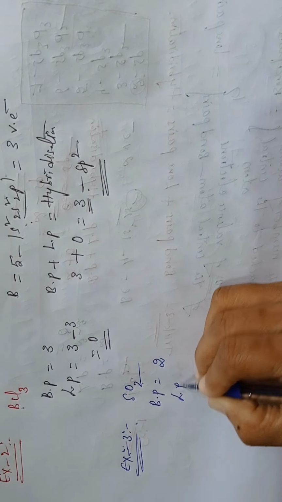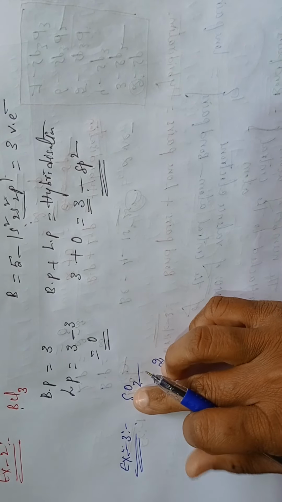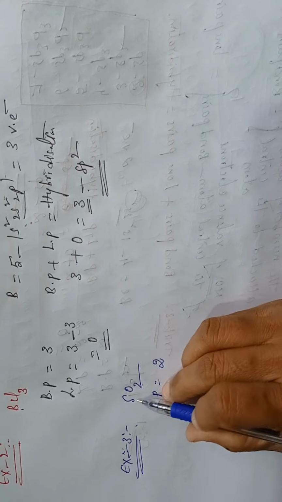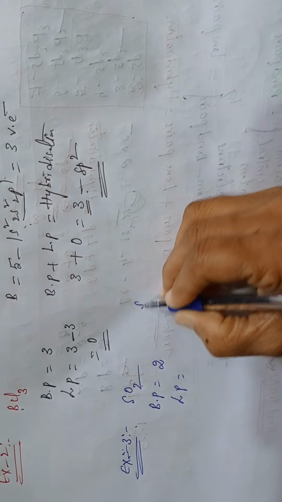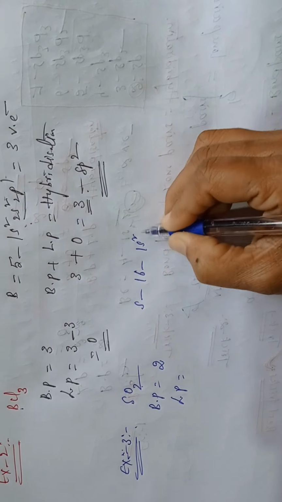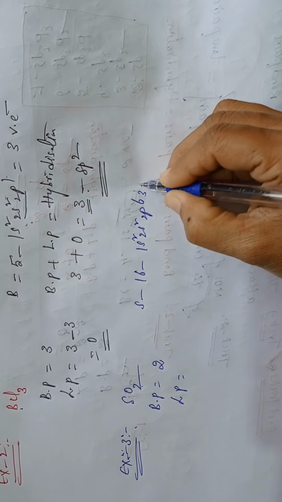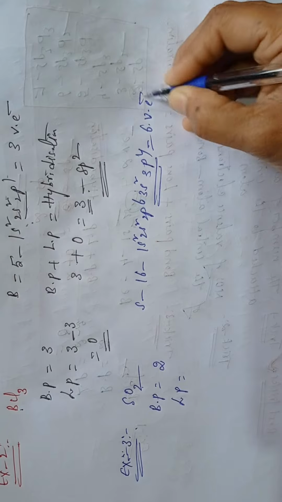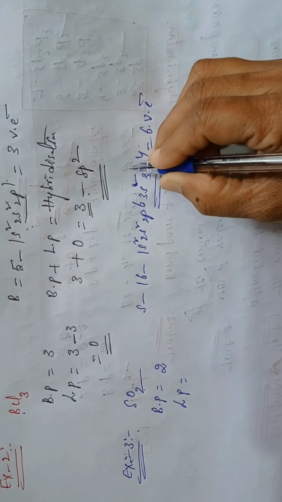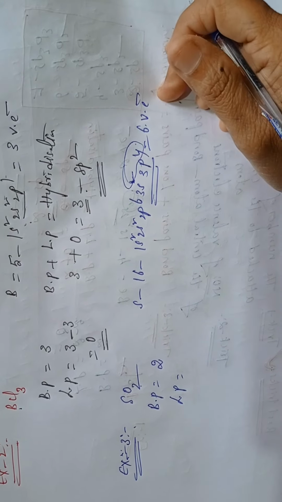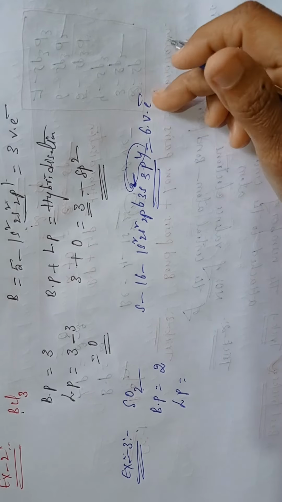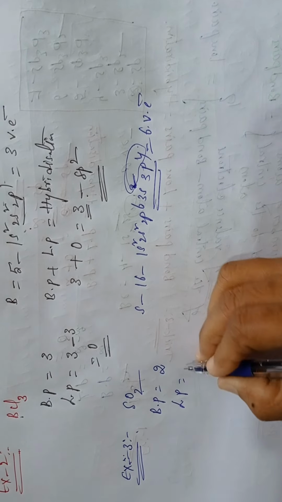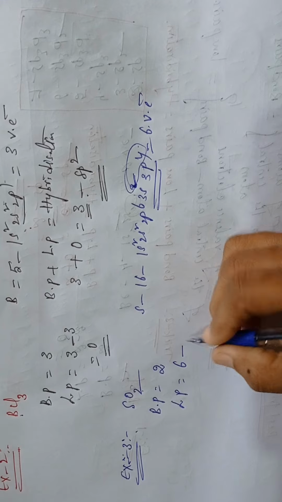Next, coming to the lone pairs: number of valence electrons of the sulfur minus bond pairs. Sulfur atomic number 16, no? 1s2, 2s2, 2p6, 3s2, 3p4. How many valence electrons? 2 plus 4, 6 valence electrons. Clear? Now 6 valence electrons minus bond pairs.